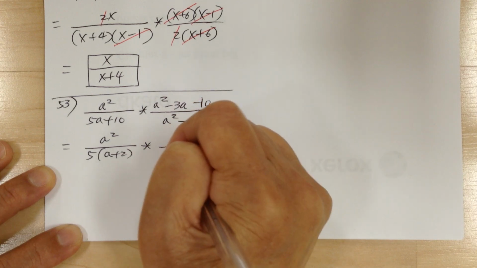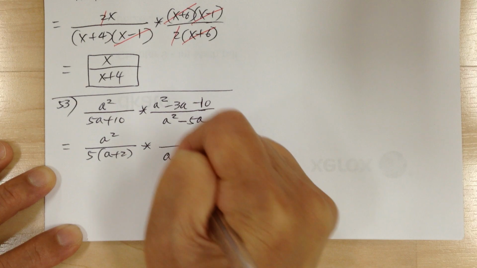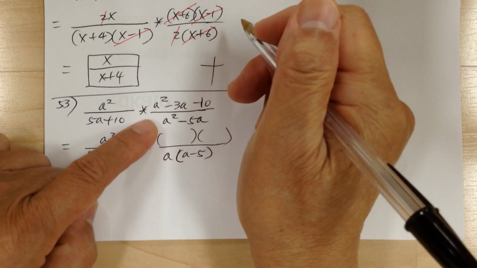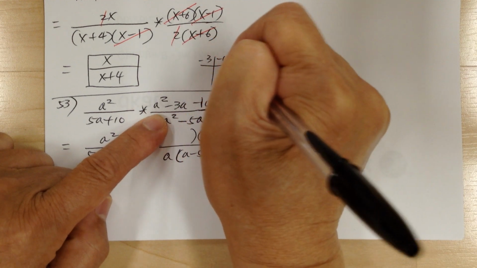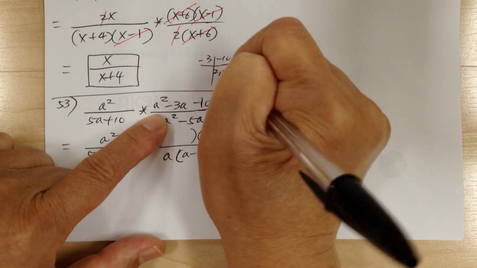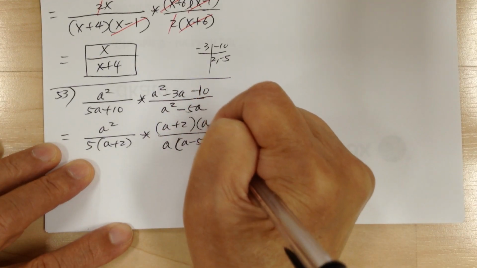On the bottom, you can factor the a, so you get a minus 5. On the top, you can do the master product, so you have negative 3, negative 10. This one you get 2 comma negative 5, so you get a plus 2, a minus 5.